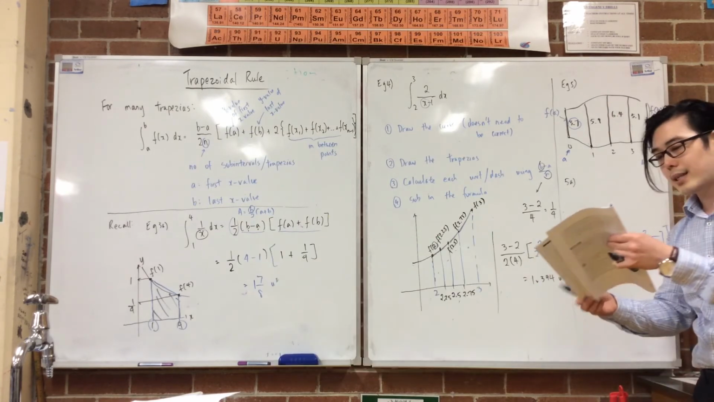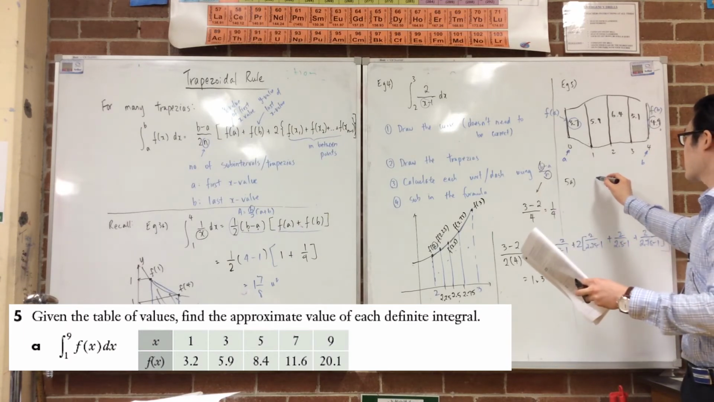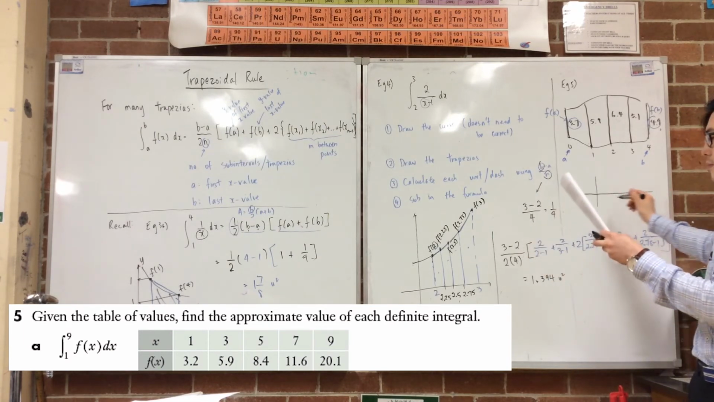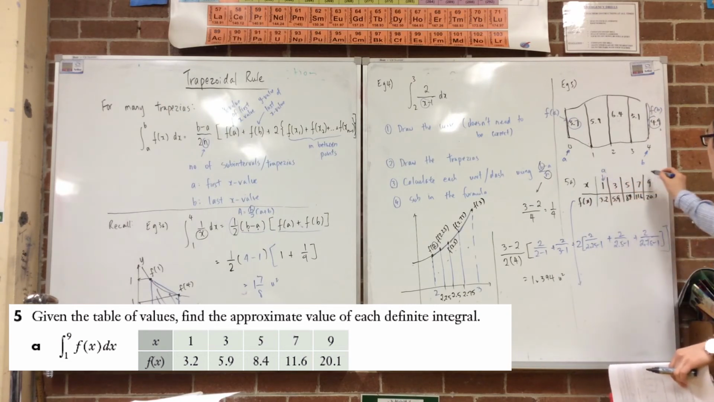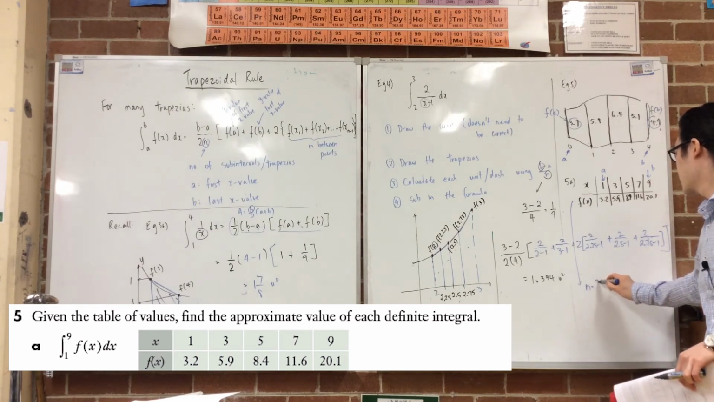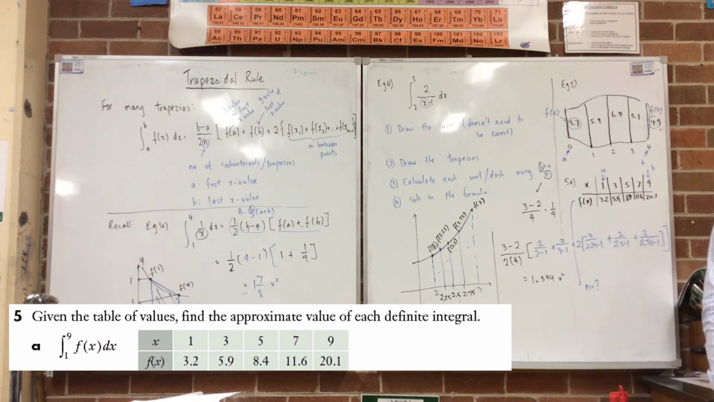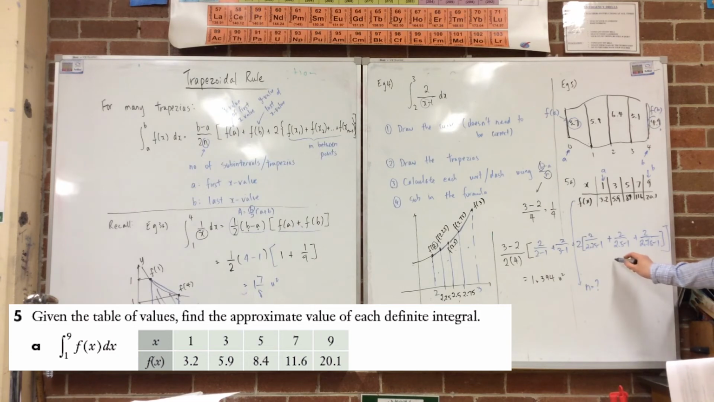Now to wrap it up, let's have a look at question 5a. Sometimes what they'll do is they'll just give you a table. So we know this is a, we know this is b, but the thing that I wanted to point out from here is what's the number of subintervals? Because there's no diagram given, is it? If you are not sure, this is what I wanted to show you.